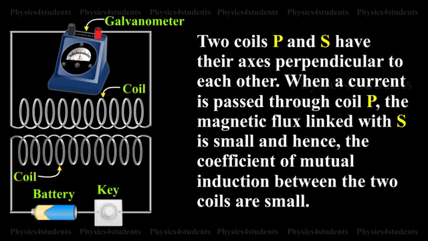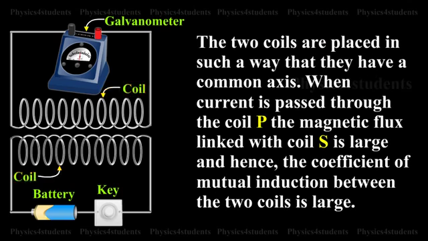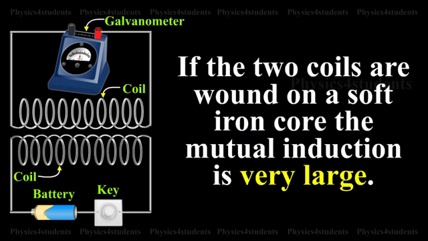The two coils are placed in such a way that they have a common axis. When current is passed through the coil P, the magnetic flux linked with coil S is large and hence the coefficient of mutual induction between the two coils is large. If the two coils are wound on a soft iron core, the mutual induction is very large.